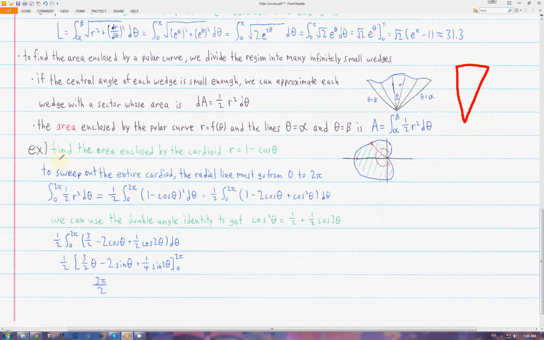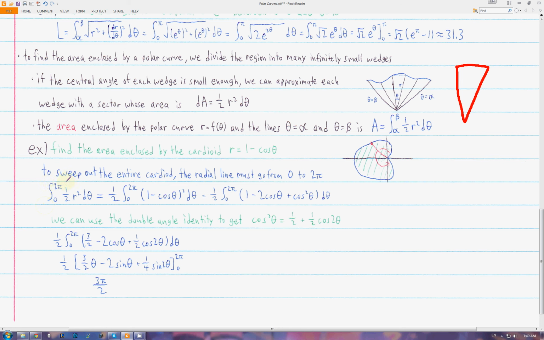So let's say we want to find the area enclosed by this cardioid, r equals 1 minus cosine theta. So the first step is we have to determine our bounds of integration. One way to do this is imagine a line that goes from the origin to the curve. And then imagine what angles it has to pass through to sweep out the whole area of this curve. So here, it has to start at 0 and then go all the way around to sweep out the whole area. So our bounds of integration will be 0 to 2 pi.